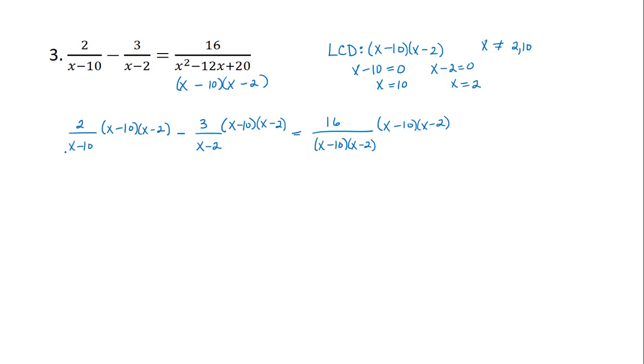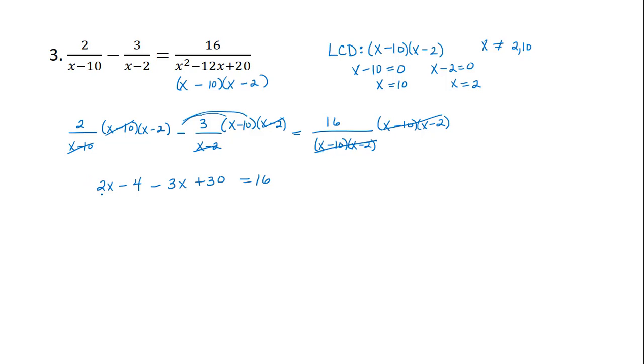Simplifying each product, x minus 10 divides out from the first. 2 times x minus 2, if we multiply that, we get 2x minus 4. Then note that x minus 2 divides out. And be careful here, we have a negative 3 times x minus 10, which is negative 3x plus 30, right? The negative sign distributes to each of those terms. And then this is equal to just 16 since both factors divide out.